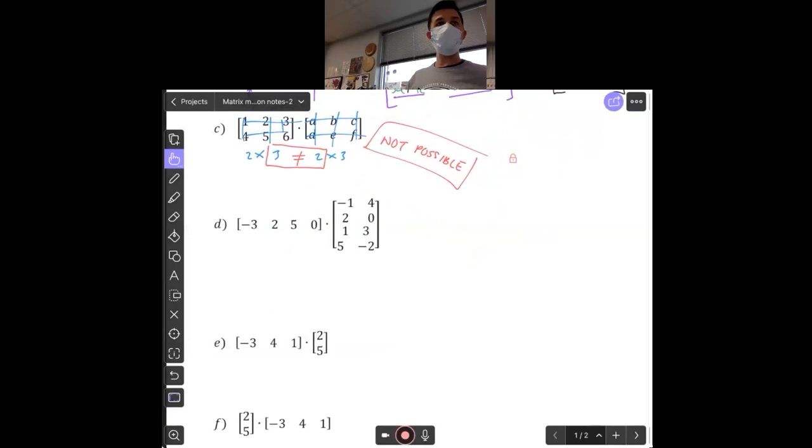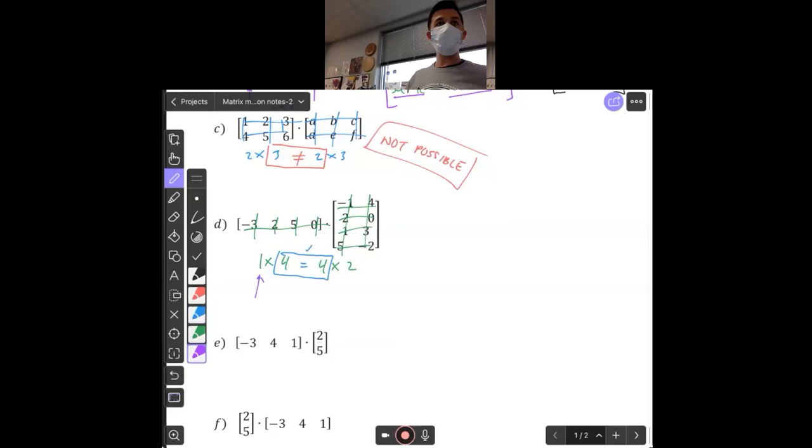Right, so here's our actual first problem. We're going to see how it all actually goes together. Okay. First thing you check. 1, 1, 2, 3, 4. So it's a 1 by 4. 1, 2, 3, 4. So it's a 4 by 2. So this problem we can do, and the answer will be 1 by 2.